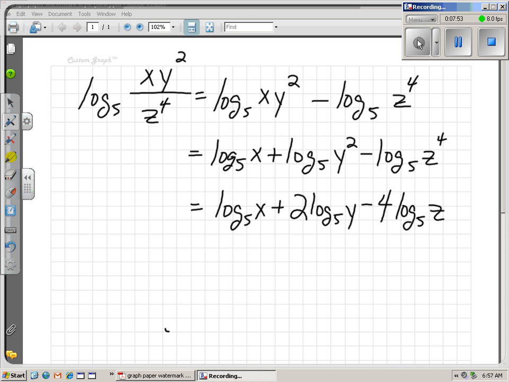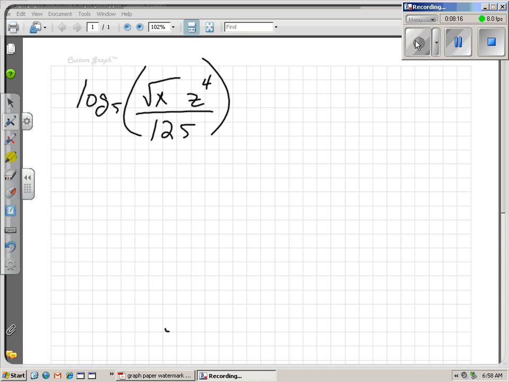And here's what I got. First, I took the product and split it into a sum. Now the first thing I did was right here. I wrote it as a difference, and on the next step I took this product and broke it into a sum. And finally I took these exponents and moved them out front.